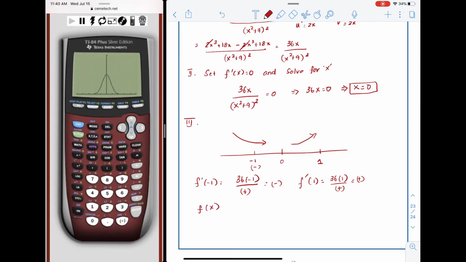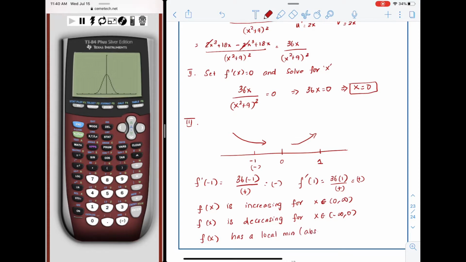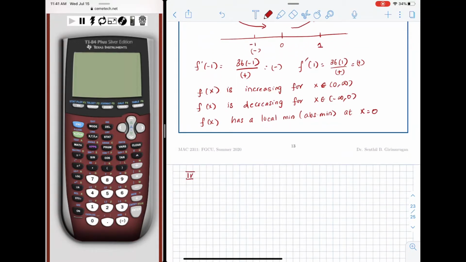So f of x is increasing for x in 0 to infinity. f of x is decreasing for x in minus infinity to 0, and f of x has a local min, which in this problem is also the absolute min, at x equals 0. Now we perform the second derivative test.